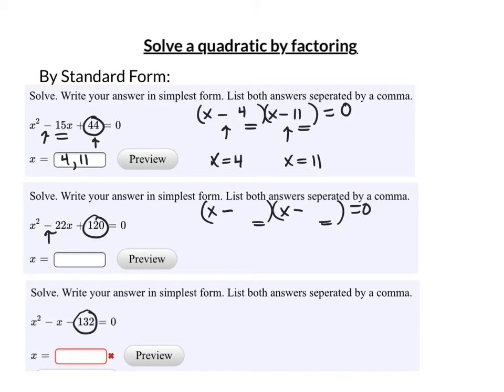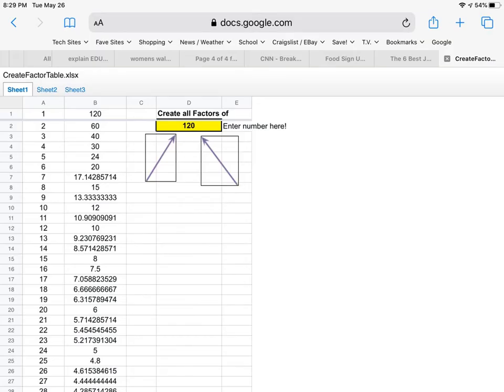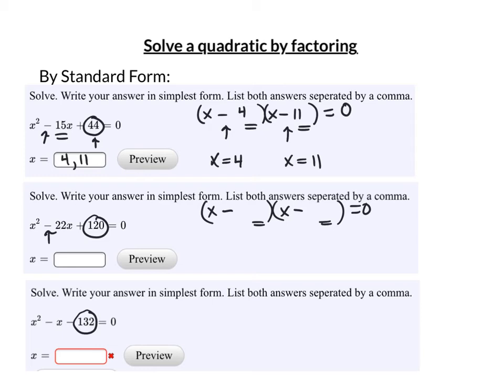And let's look at the factor table. We were looking for factors of 120 that add to 22. And I can see right here that they are 10 and 12. So 10 and 12, negative 10 plus negative 12 makes negative 22, and negative 10 times negative 12 makes positive 120.